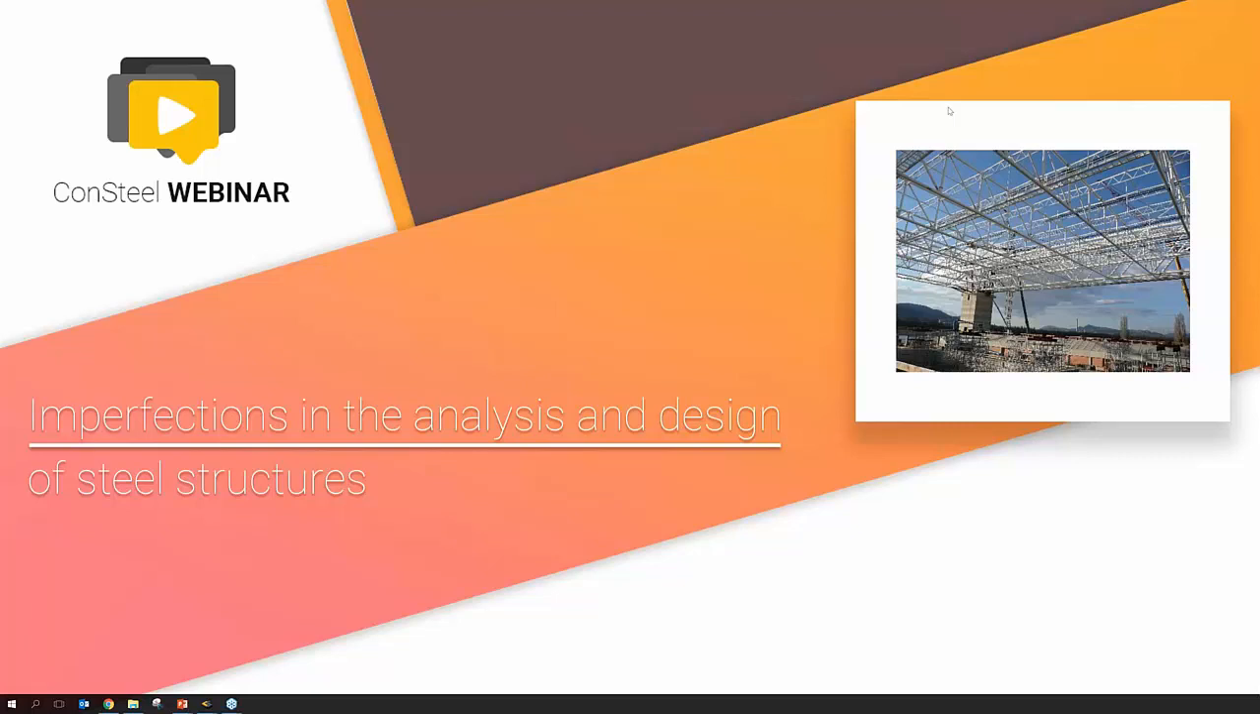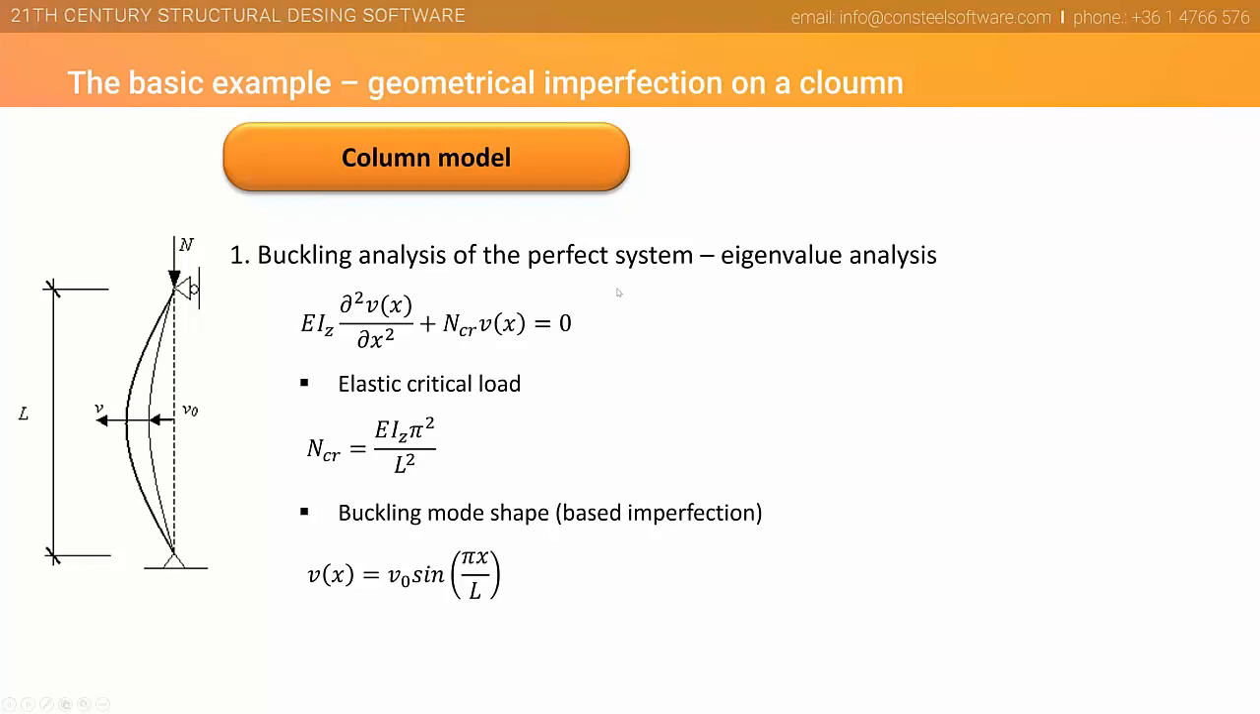So this is the equilibrium equation for the column with the internal moment and the external moment. This is the elastic critical load, the well-known Euler load for the column, and the associated buckling mode shape, which in a simply supported column is a half sine wave buckling mode shape with some proper amplitude.